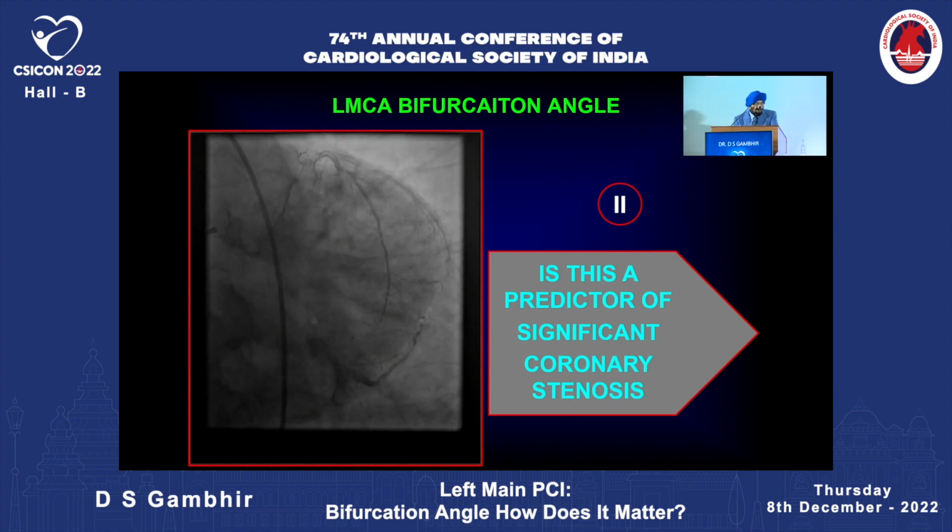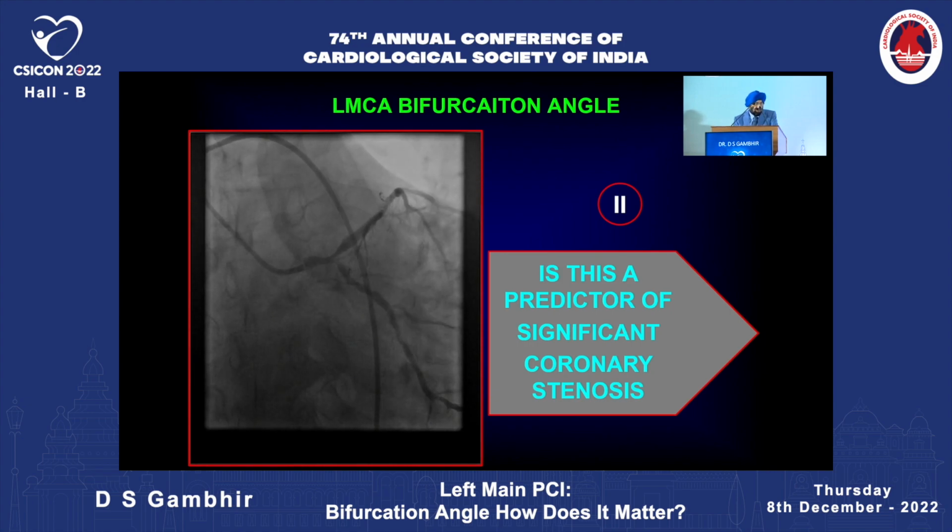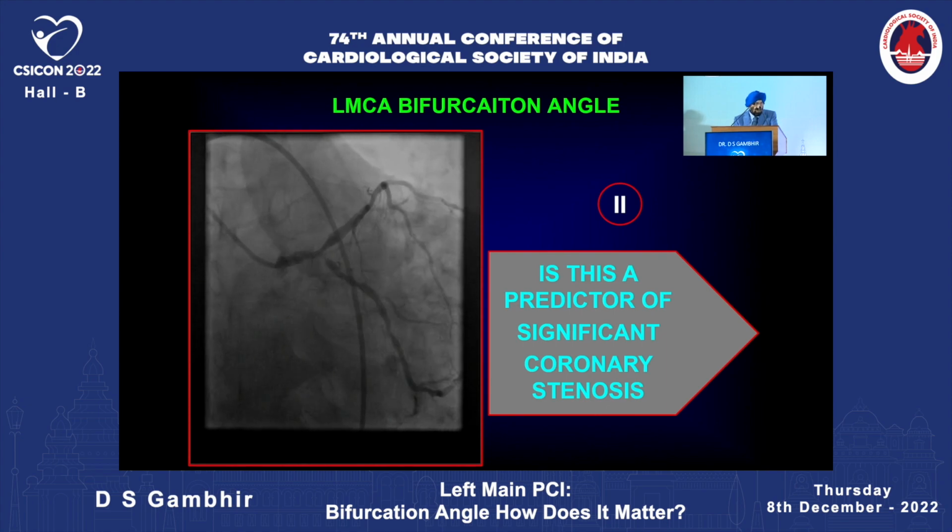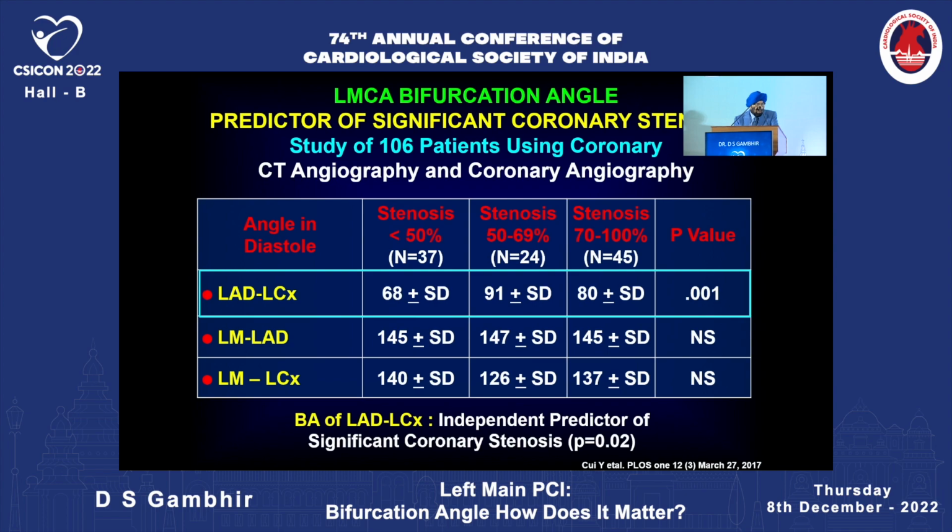Now, the second question: is left main bifurcation angle a predictor of significant coronary stenosis? Let's look at the answer. There is a study on 160 patients using both coronary angiography as well as CT angiography, and they classified their patients into those having a significant stenosis in the LAD or circumflex, where significant stenosis was defined as 70 to 100%, and insignificant stenosis less than 50%.